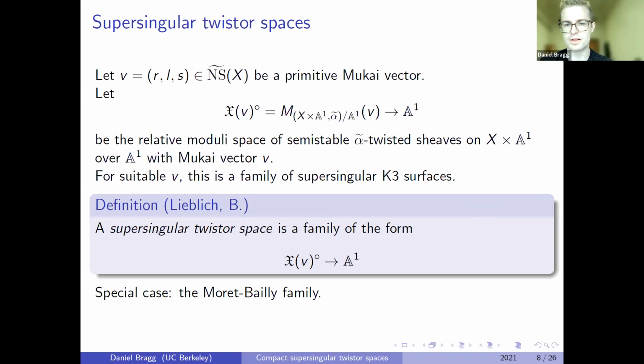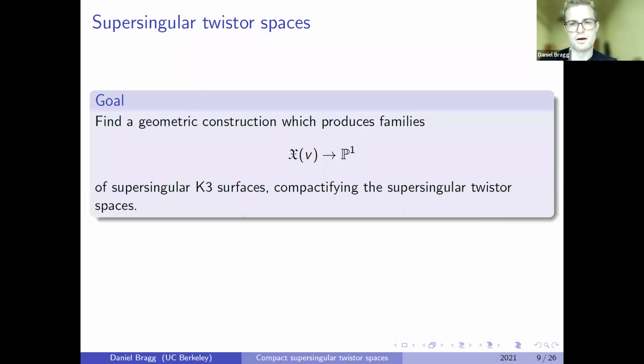Okay. And in fact, this construction recovers the Moret-Bailly family, or at least the Moret-Bailly family minus a point. This is only a family over A1. The Moret-Bailly family is a family over P1. Okay, so the goal, a more specific version of my previous goal, is to find some kind of direct way of compactifying these supersingular twistor spaces.